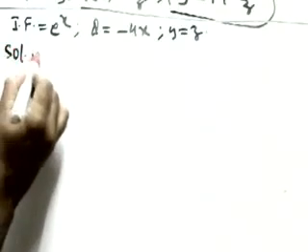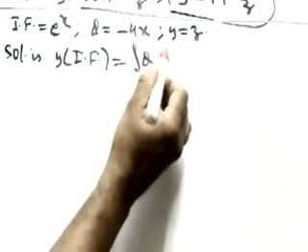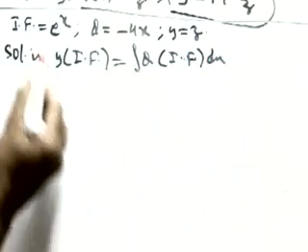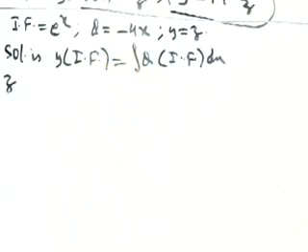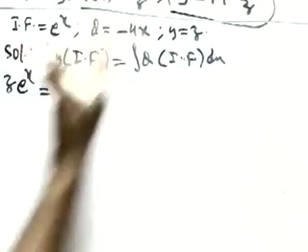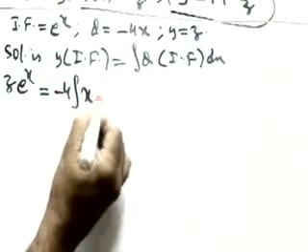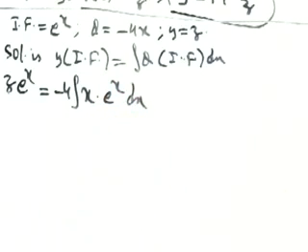Now the second step is the solution. The formula of the solution is y into integrating factor equals integration of q into integrating factor dx. So in place of y we are having z. The integrating factor we just got is e power x, equals integration of q, which is minus 4x. I'm writing minus 4 outside, x into the integrating factor e power x dx.